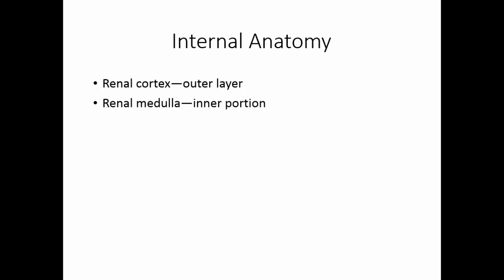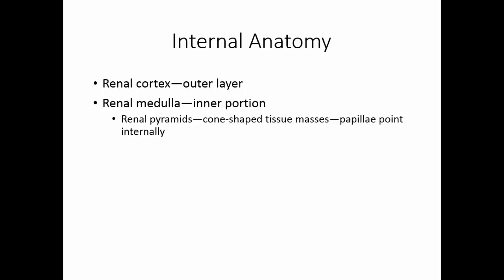When we look at the internal anatomy of the kidney, there are two major areas. The renal cortex is the outer layer, and the renal medulla is the inner portion. The renal medulla is divided into the renal pyramids, which are cone-shaped tissue masses. The points of the pyramids point internally and are called the papilla. And then between the renal pyramids are the renal columns. The renal columns are how blood vessels and nerves are going to travel in the kidney.